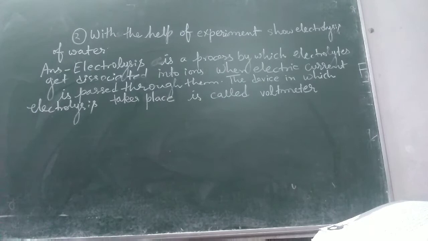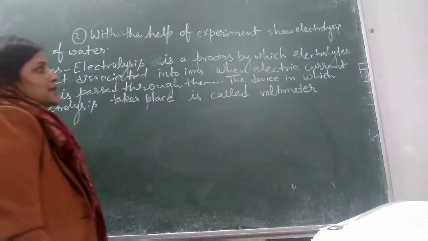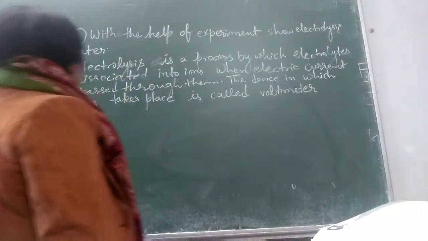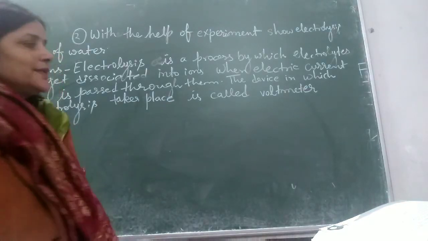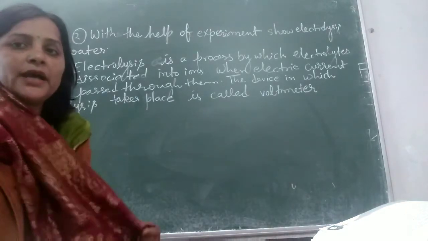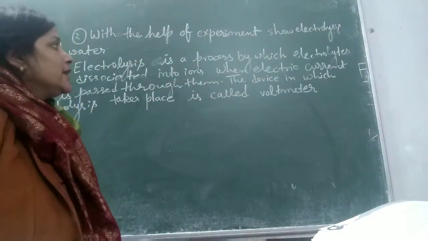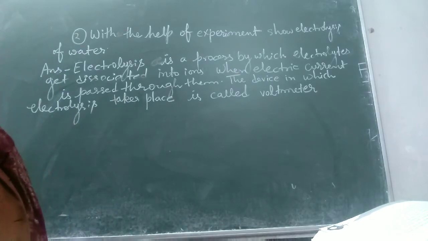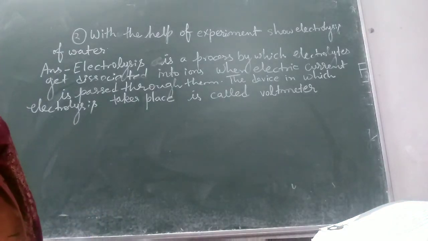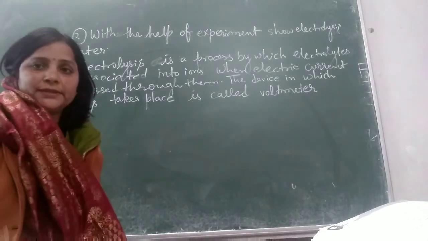First, what is electrolysis? Electrolysis is a process in which electrolytes get dissociated into ions, meaning cations and anions. Cation means positive charge and anion means negative charge, when electric current is passed through them. The device in which electrolysis takes place is called a voltameter.